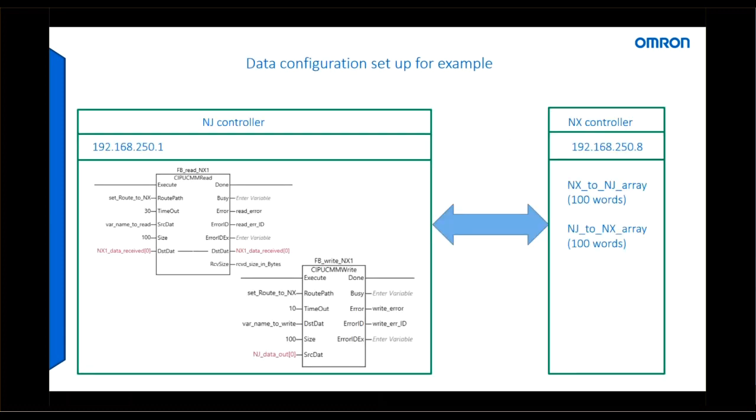On this slide, I'm showing you the plan of what I intend to do in the example project. So I have an NJ controller and an NX controller. They have their individual IP addresses, which I won't discuss, but set in the normal way. In the NJ controller, I'm going to use the two instructions, one to read and one to write data to and from the NX controller. So these two instructions could live in any controller in any part of our network.